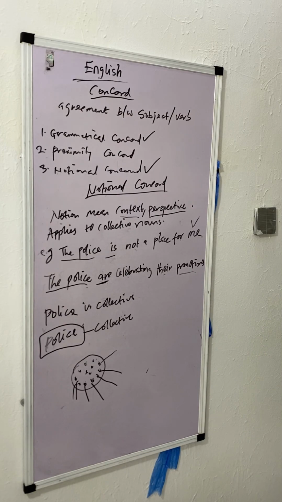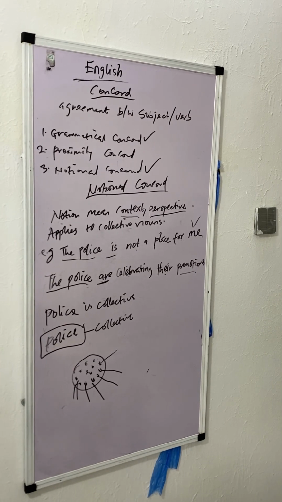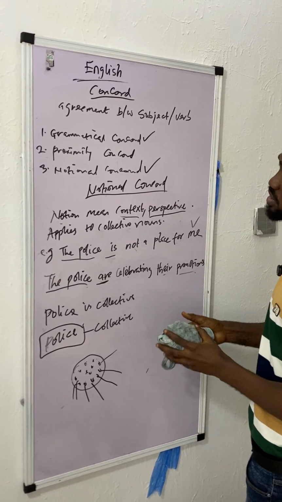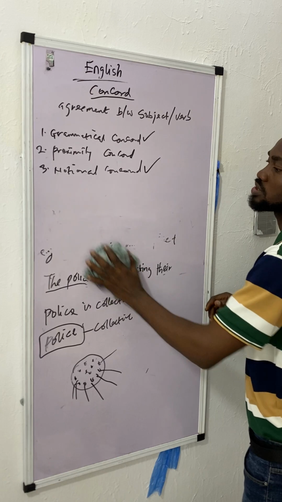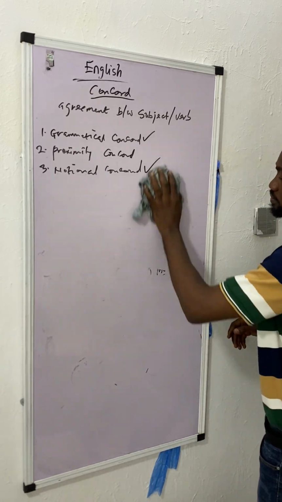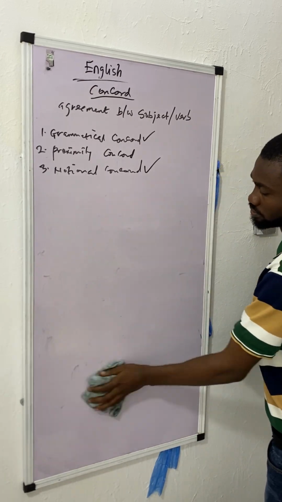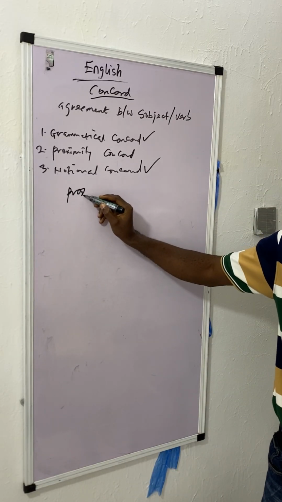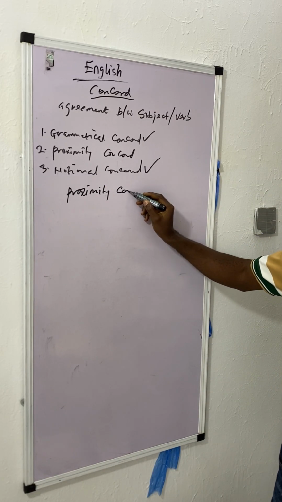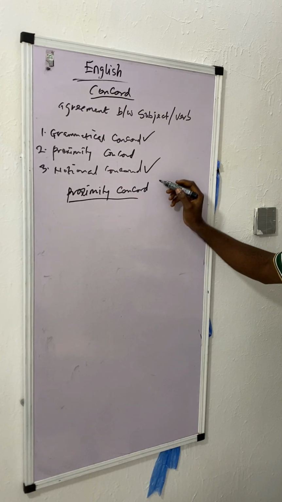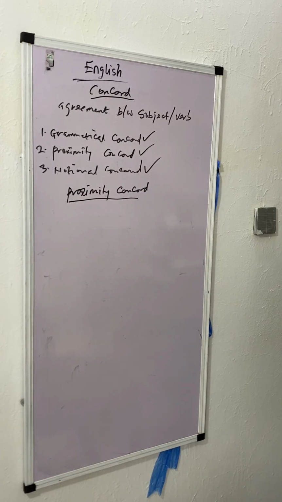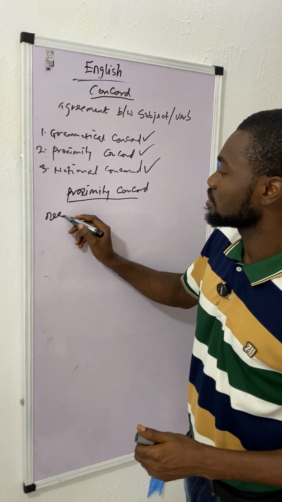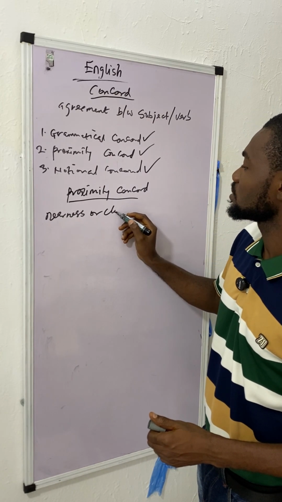We are going to look at proximity concord next. Though we have other concords, let's take the proximity concord as the final one. What do we have to note about the proximity concord? Proximity means nearness, closeness.